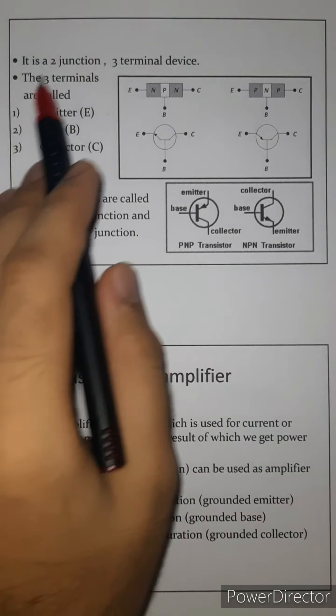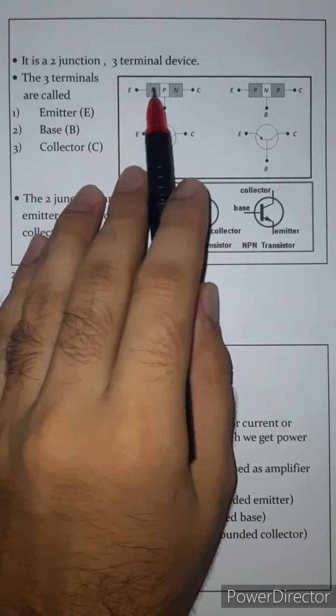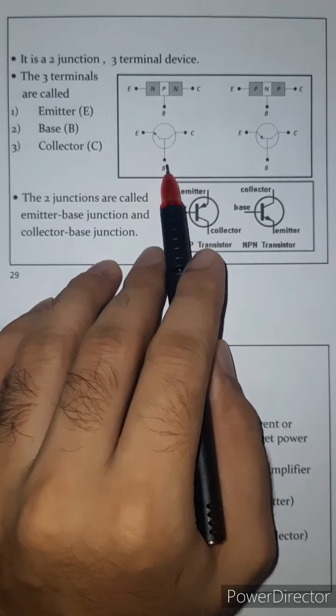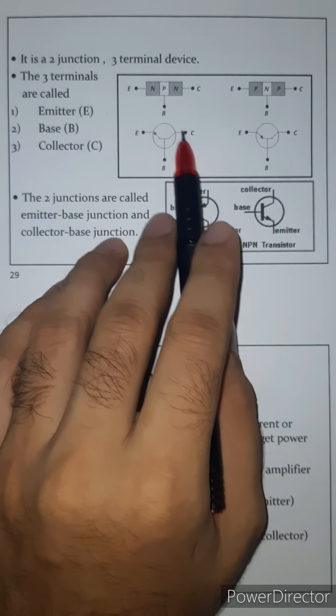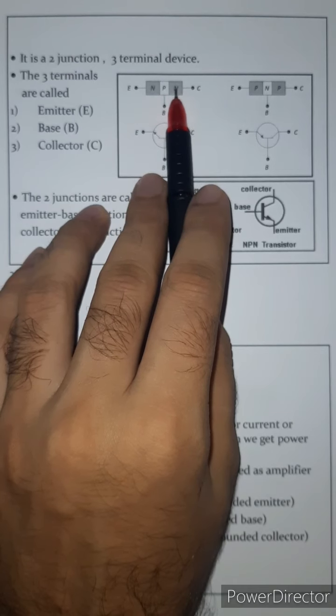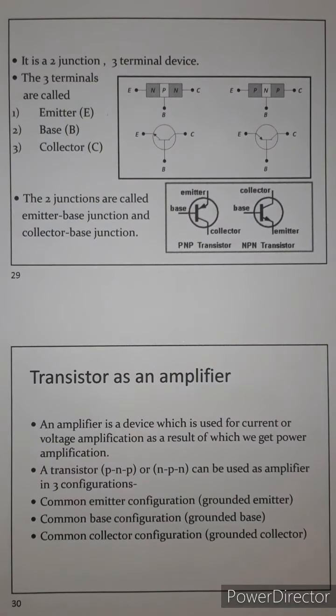As you are already aware, transistors are 2 junction and 3 terminal devices. These 3 terminals are called the emitter, the base and the collector, and the 2 junctions are called the emitter base junction and the collector base junction. So we have 3 terminals, emitter, base and collector, and 2 junctions, emitter base junction and collector base junction. Also, we have 2 types of transistors, which are PNP transistors and NPN transistors.